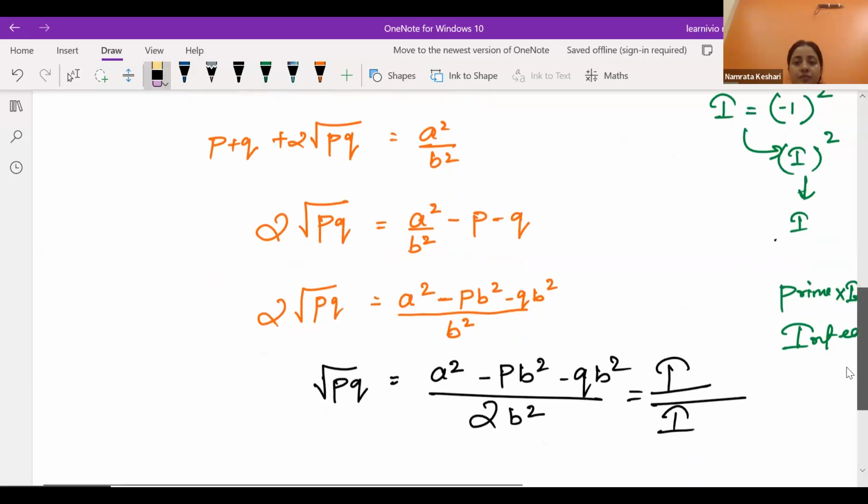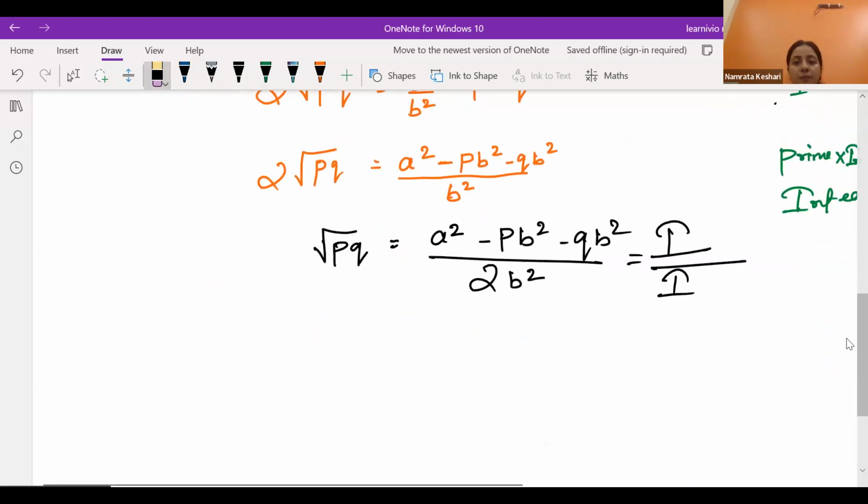Ma'am, I have a doubt. How do we know that pq is not a perfect square? Because these two are prime numbers, distinct prime numbers. Oh, okay.